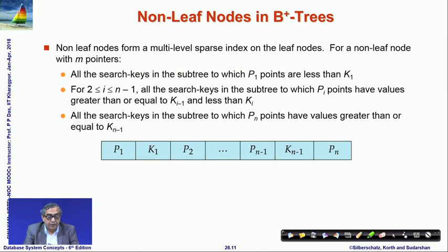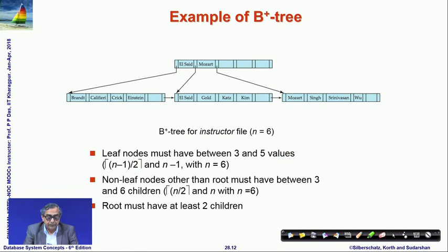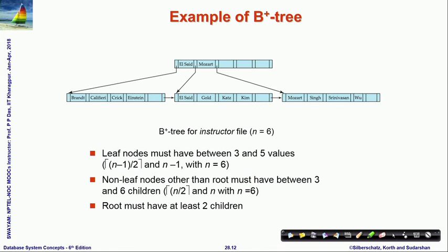For a non-leaf node, similarly, all search keys in the subtree which p1 points to are less than k1, and all that pn points to are greater than k(n-1), and in the other cases they are between the two consecutive key values that exist between the pointers. So, this is an example of a simple case where n is equal to 6.